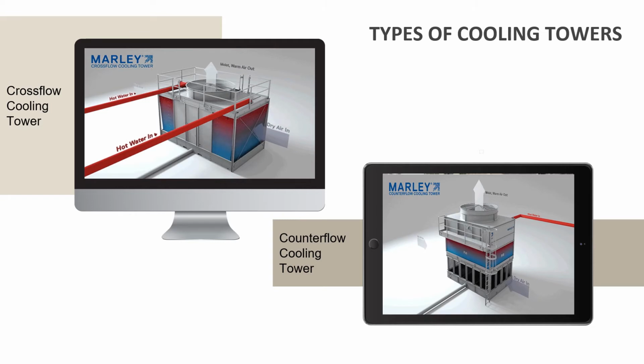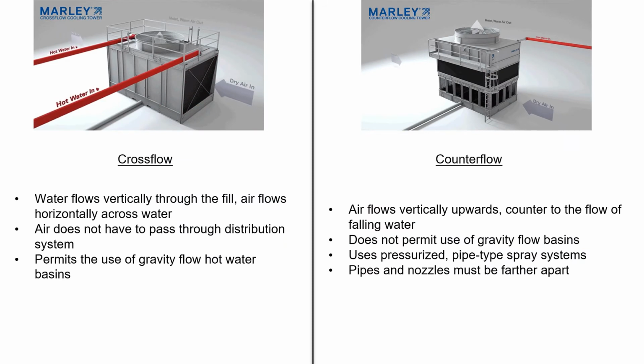So there are two types of cooling towers. The first one is the cross-flow cooling tower, and the second one is the counter-flow cooling tower. As you can see, here is the basic operation of the two types of cooling towers. Now, we will dive in deeper on how these two different types of cooling towers operate.